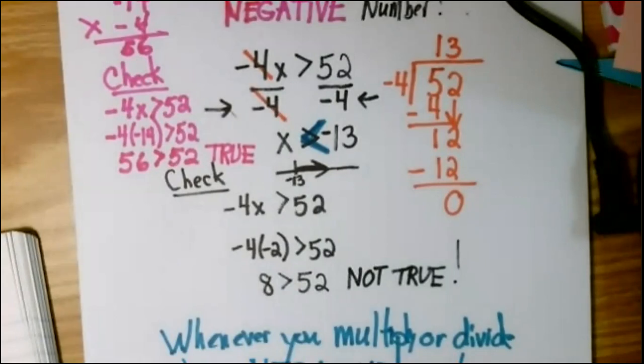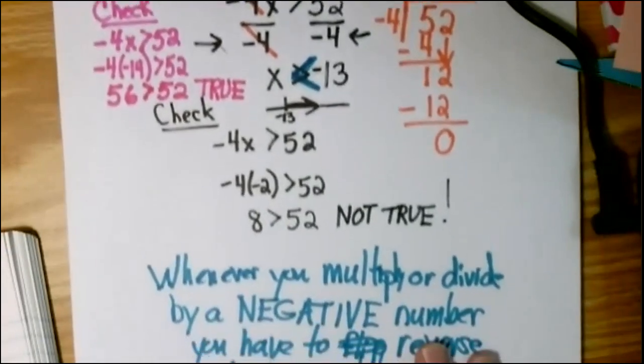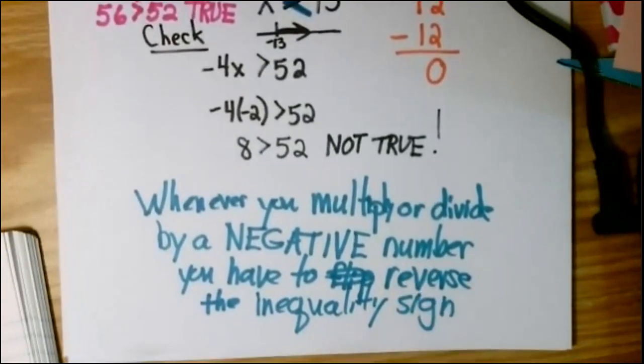So I go back to my rule. Whenever you multiply or divide by a negative number, you have to reverse the inequality sign. Go ahead and write that down. Take notes, pause the video if needed.